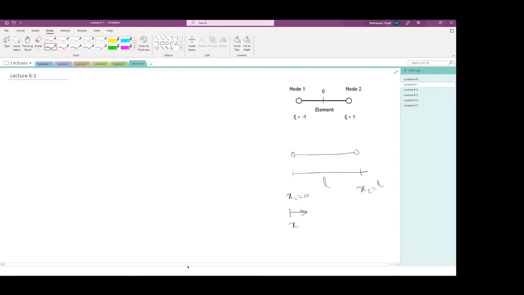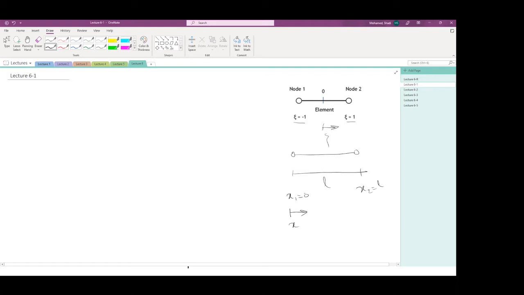We are going to create a reference element here. So this is the reference element. It goes on some other coordinate system. We're going to create what we call a local coordinate system. This is going to be xi, and xi would vary between -1 and +1. Right? Xi is 0 at the center of this two-noded element, and it varies between -1 and +1.